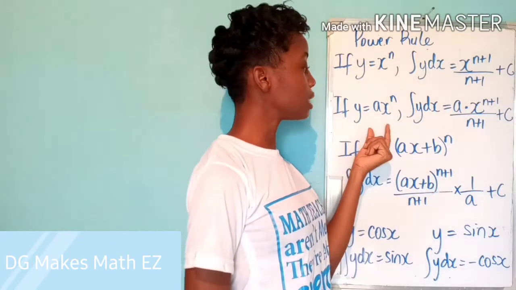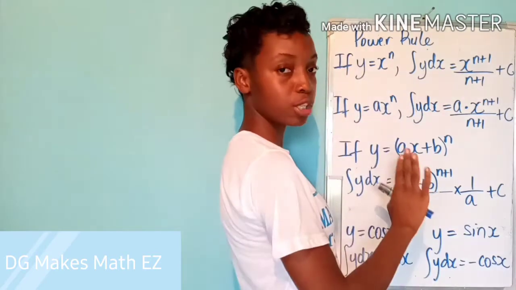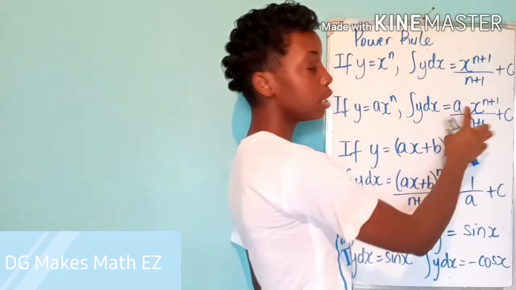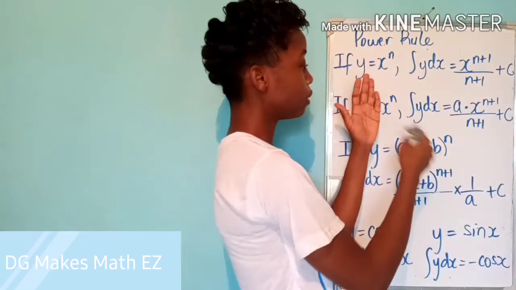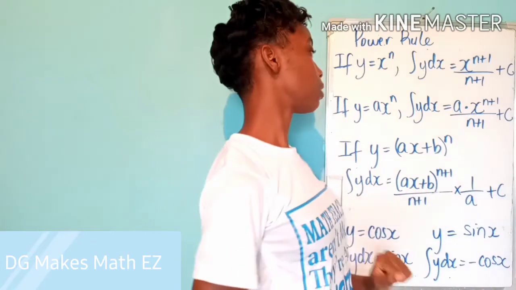Here we see a constant being multiplied by a function. The integral of that entire expression will be the constant times the integral of the function x to the n itself. And of course, we do not forget our constant at the end.